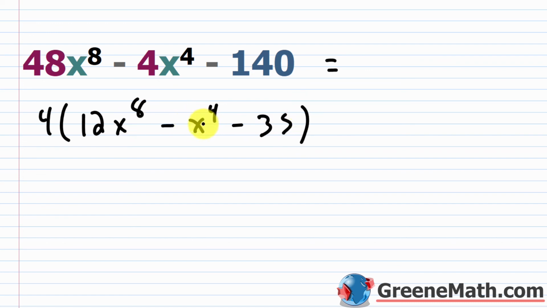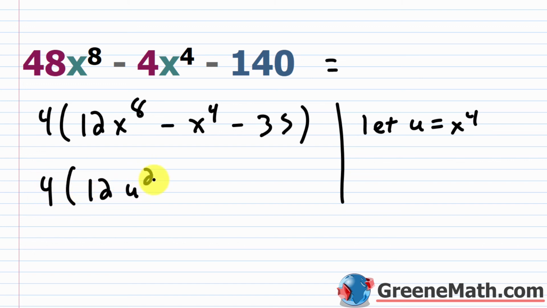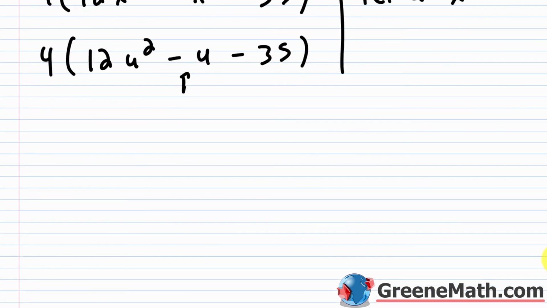Okay. So again, same song and dance. This is quadratic in form. So I'm just going to let u be equal to this x to the 4th power. That's all we really need to do. So you could write this as 4 times the quantity 12u squared minus u, and then minus 35. Okay, so if I'm trying to factor this, let me scroll down a little bit, get this on the screen. Put the 4 out in front. Now, do I want to use reverse FOIL here?